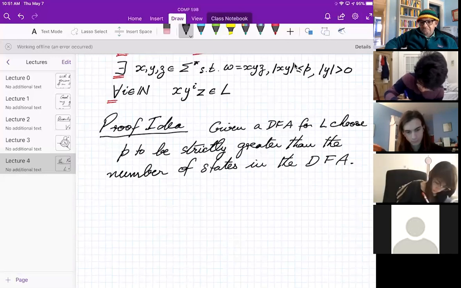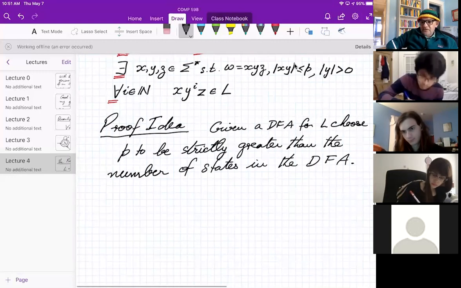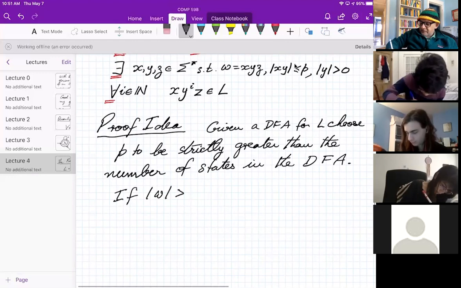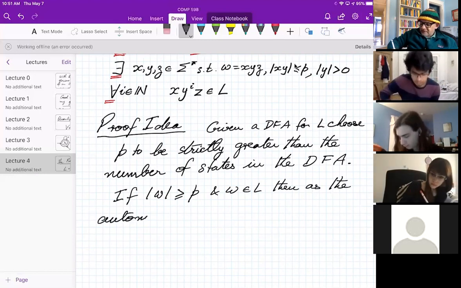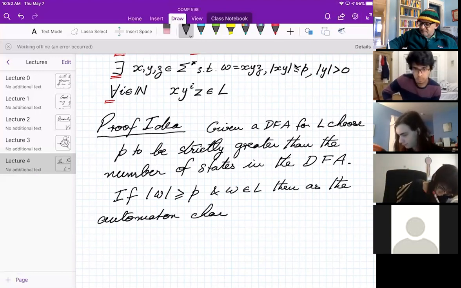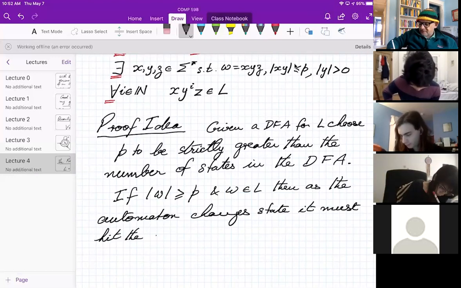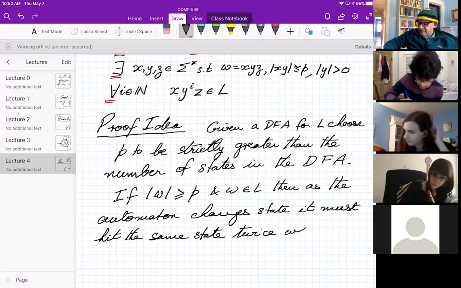All right. And after that, we know that if we choose a word whose length is greater than or equal to P, and W is in L, then as the automaton moves, or as the automaton changes state, it must hit the same state twice while reading the first P letters.